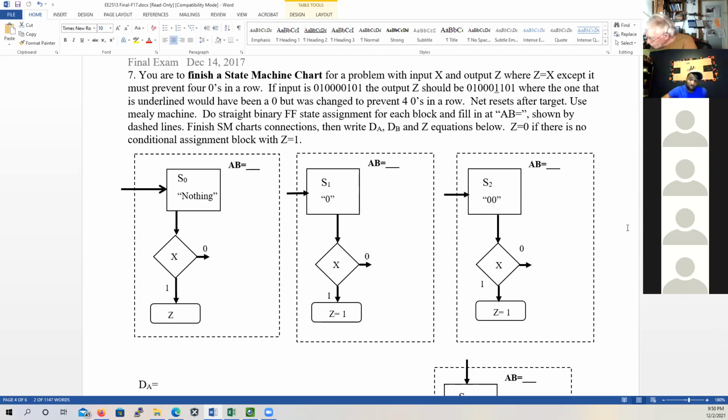So we start off with the flip-flop state assignment. S0, just straight binary: 0 0, 0 1, 1 0, and 1 1. You probably can't see the bottom. No, we can't. Oh, you can't see it at all. Yeah, that's right. Never mind. Okay.